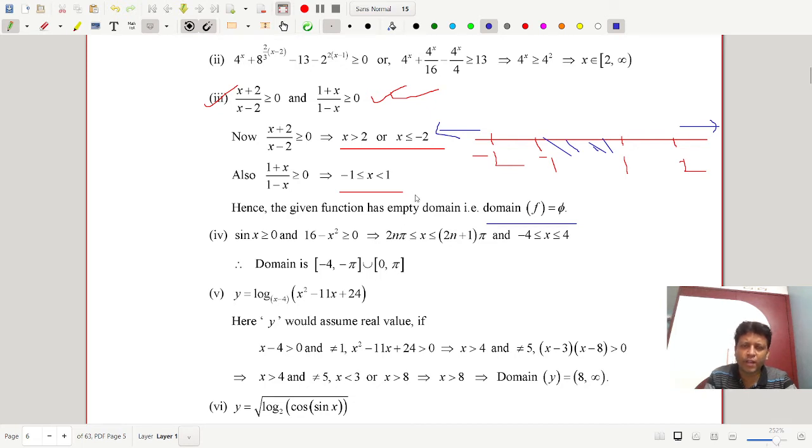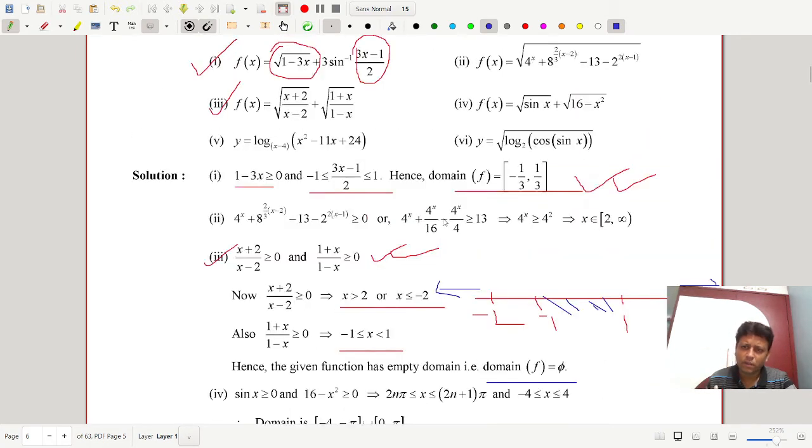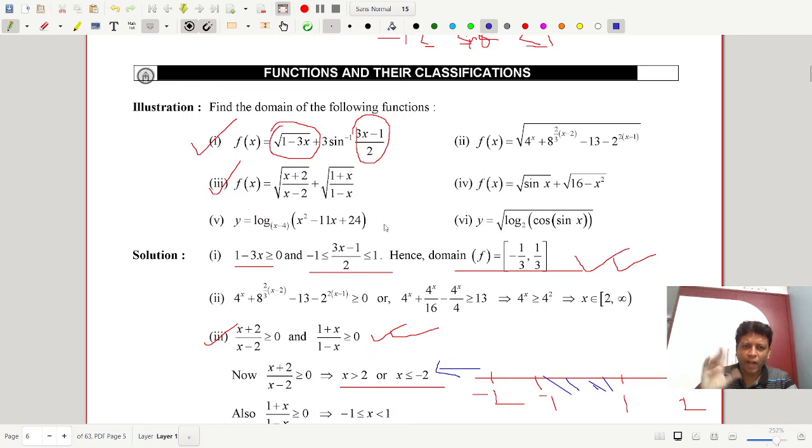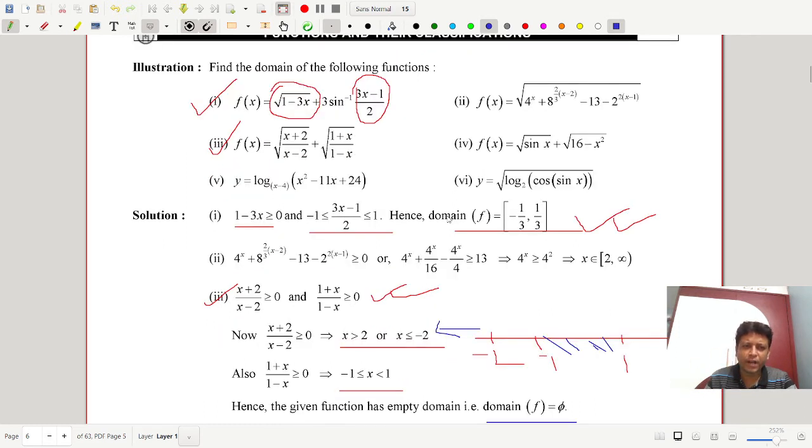No real values of x. Am I clear, everybody? Okay, now let me explain log. I will explain all the types of problem. Let me explain this log problem. This is very important. So I have explained root, and simple functions. Now I will explain logarithm.